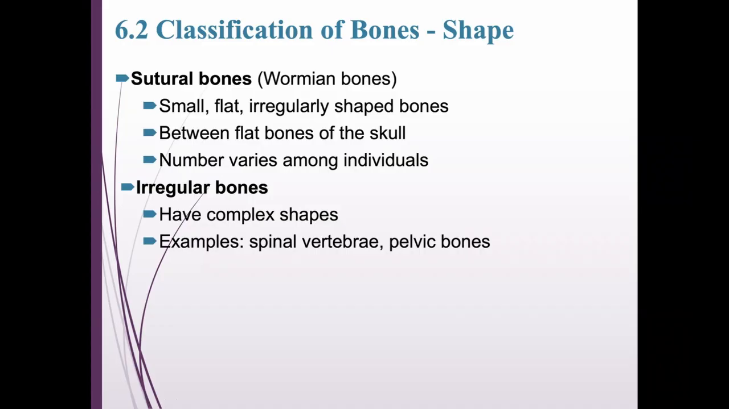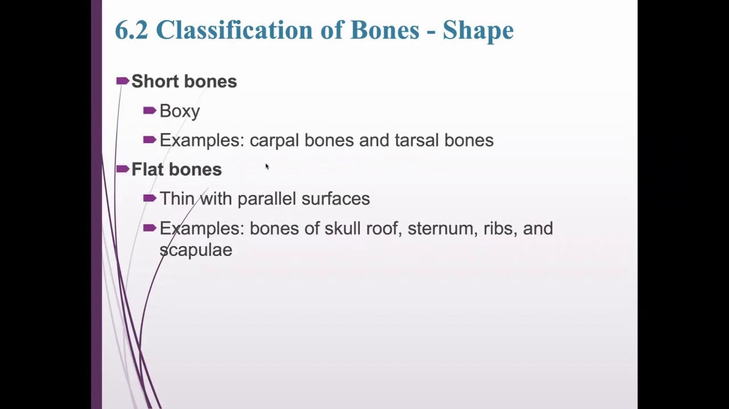Irregular bones are going to have complex shapes. For example, vertebrae and pelvic bones. These are not going to have the same types of shapes and bony landmarks. They're just irregular because they don't have that typical type of shape. Your short bones, like I told you, are boxy. Your carpal bones of your wrist and your tarsal bones of your ankle are perfect examples.